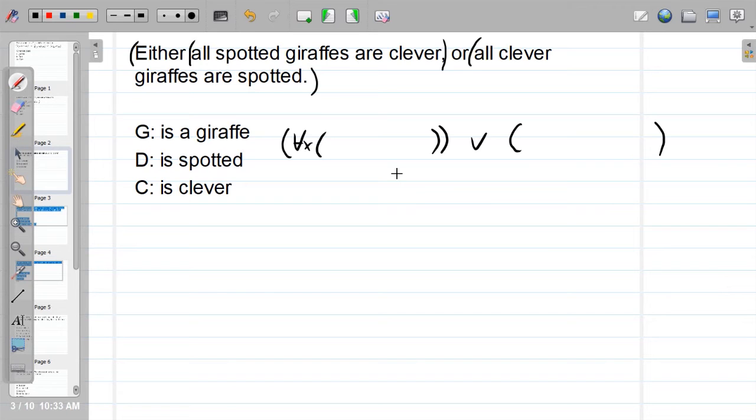Spotted giraffes. Good. So, we can do this one of two ways. We can just say if something is a giraffe and it is spotted, so if Gx and Dx, then it's clever. So we've narrowed down, in the antecedent, the topic of conversation, and in the consequent, we've said something about that topic. Just as good, we could have said, if something is a giraffe, then if it is spotted, then it is clever.